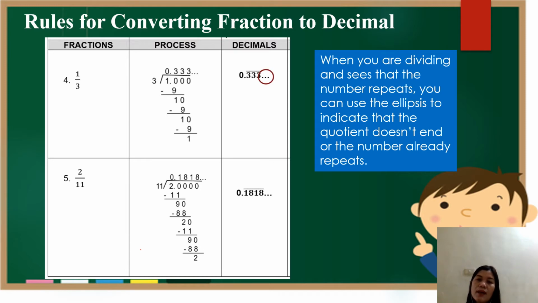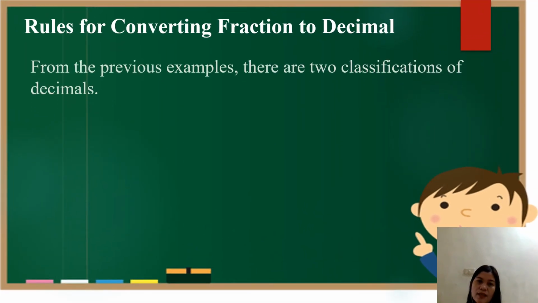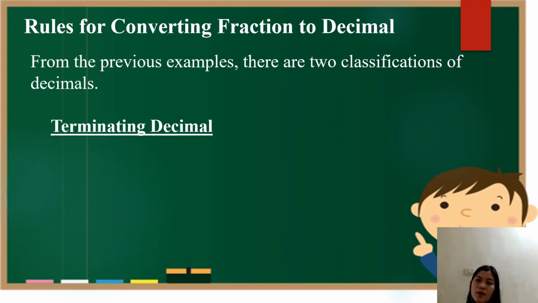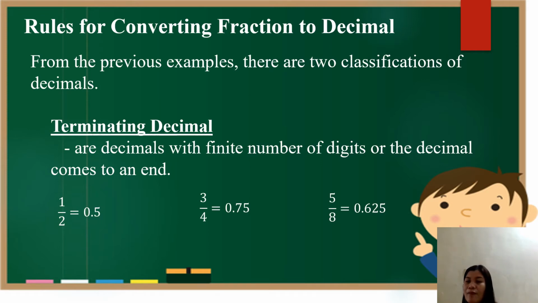Another one here is the rules of converting fractions again. From the previous examples, let's have the terminating decimal, and we have there 1/2. Terminating means you can stop. So 1 divided by 2 is 0.5. Another one is 3/4, so 0.75. They are what we call terminating decimals. If you convert them into decimals, the answer could be like this.